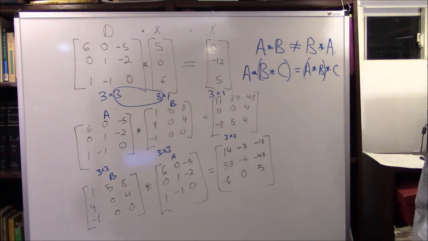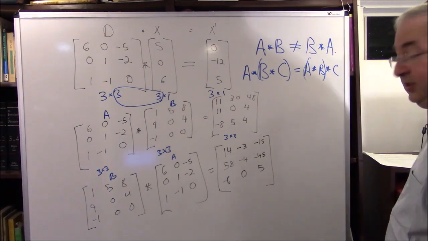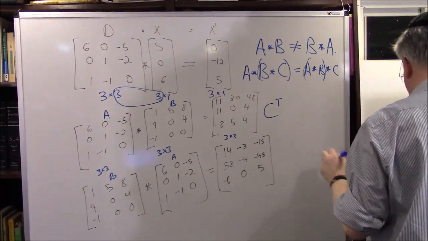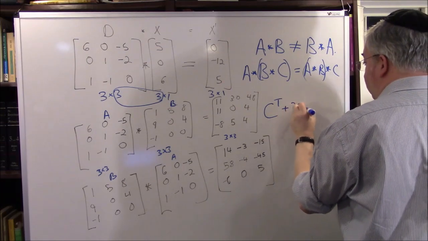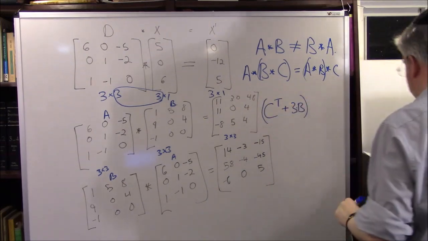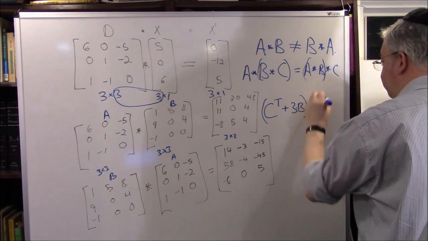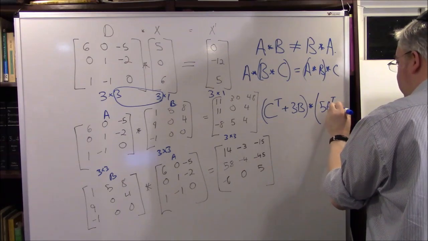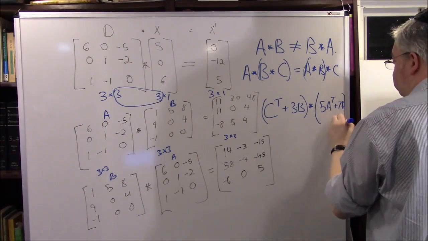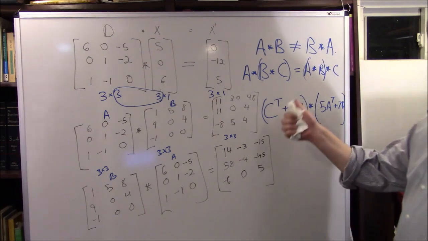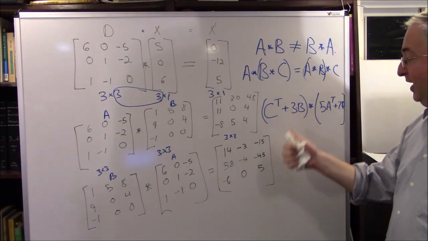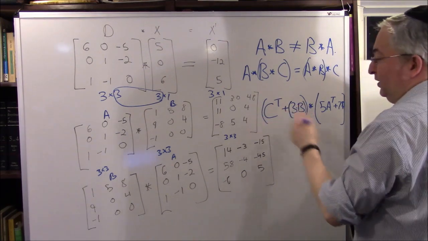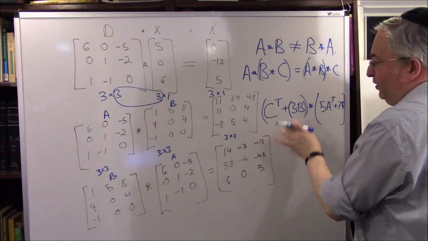Great. Let me just tell you a typical test question that you're going to have. A typical test question will be something like that. C transpose plus 3B, that's scalar multiplication, times 5A transpose plus 7 times D. I'll give you A, B, C, D, and I'll ask you to work it out. Now, how do you do it? Very simple. You do it from the inside out. As always with all math, you always work on the inside out.